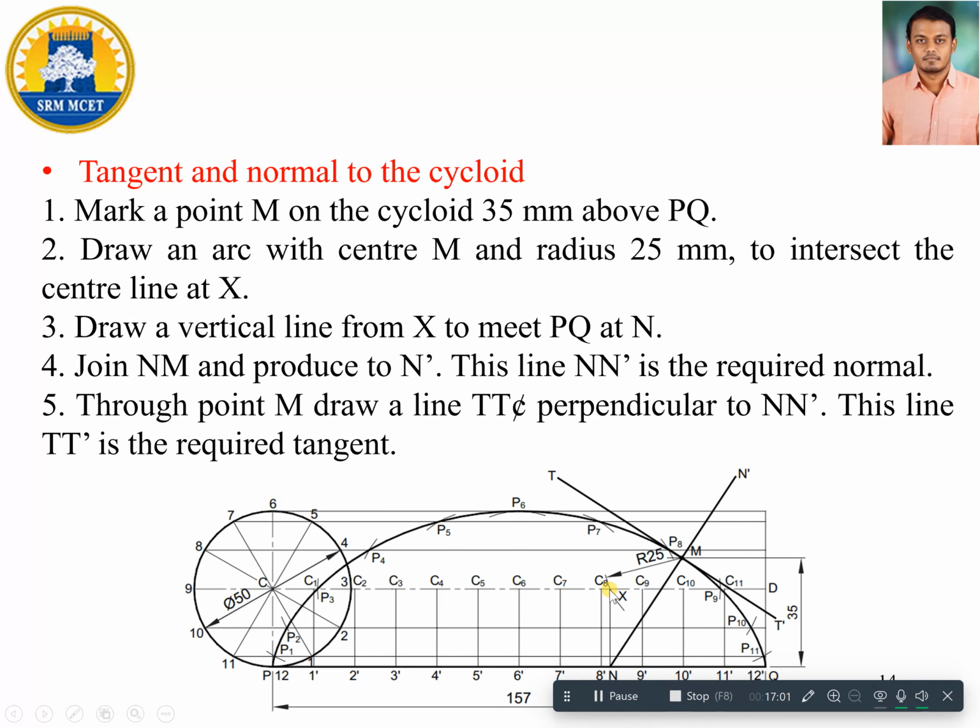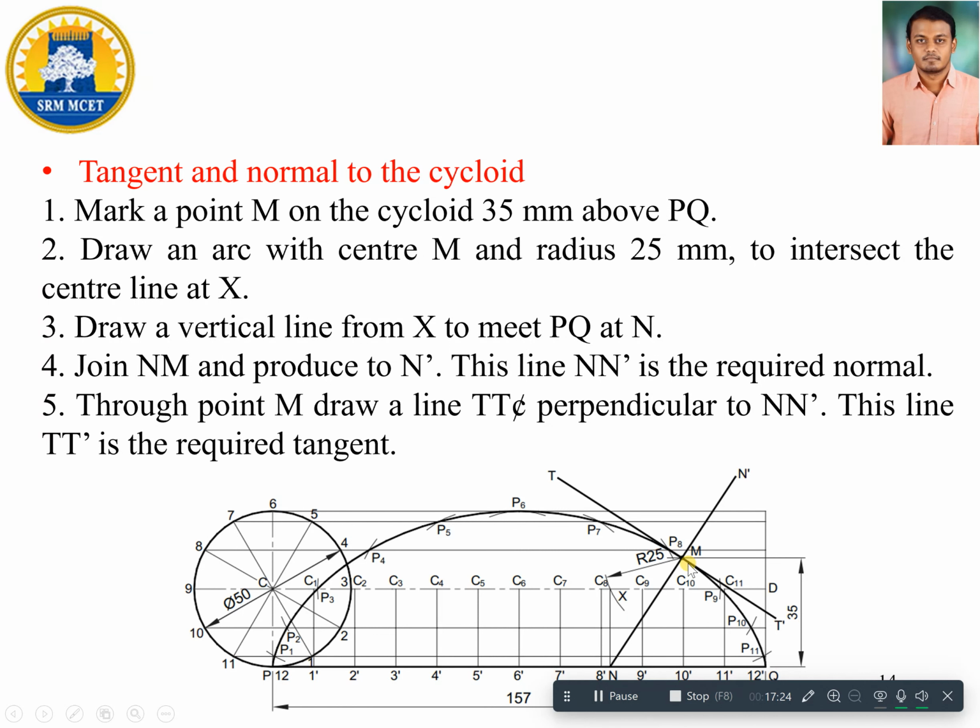From point X you draw one perpendicular line to the baseline. So that point is indicated as N. Now from N you join this line to M and extend it for some convenient distance, and it is indicated as N dash. Now N dash indicates the normal.